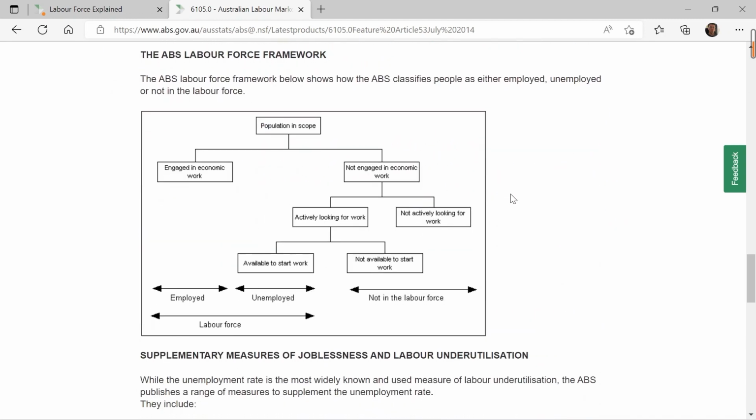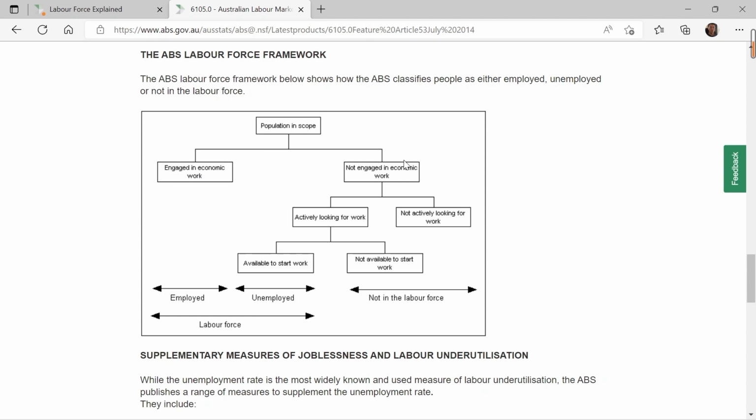Let's look at this chart. This ABS labor force framework shows how the ABS classifies people as either employed, unemployed, or not in labor force. For any people in the population, if they are engaged in economic work, they are employed.